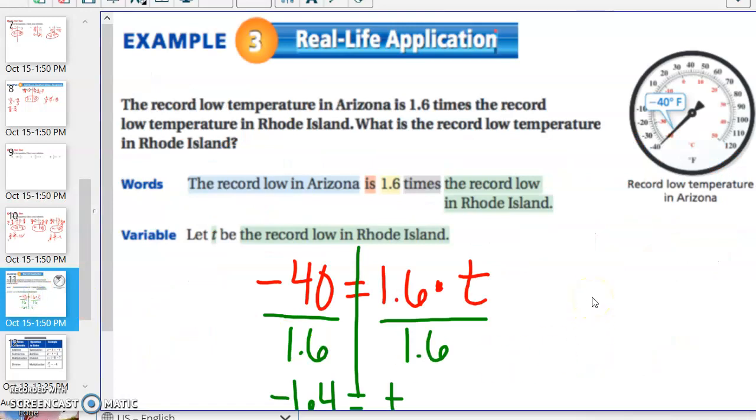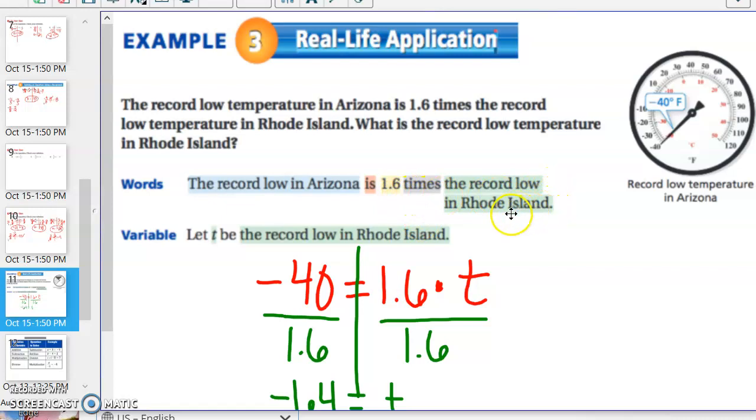Last up, a real life application. So the record low temperature in Arizona is 1.6 times the record low temperature in Rhode Island. What is the record low temperature in Rhode Island? So the record low in Arizona from this chart tells me it's -40, so I replace that with -40. And we replace "is" with equals.